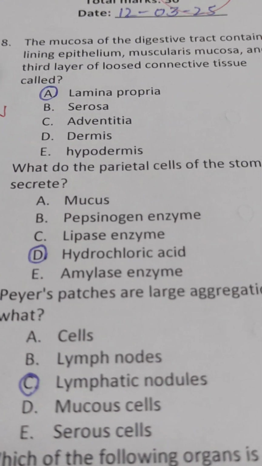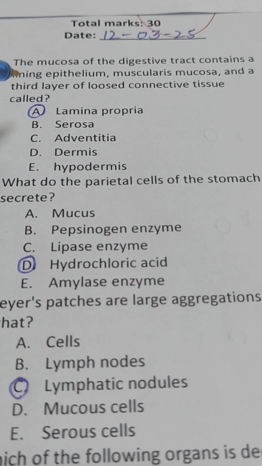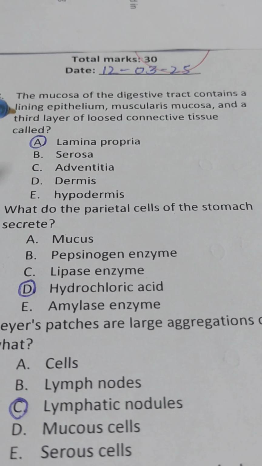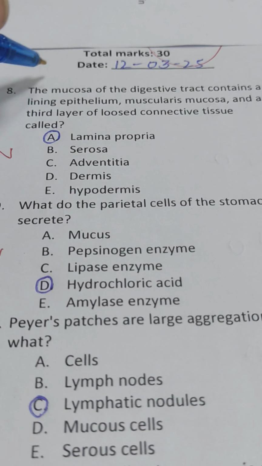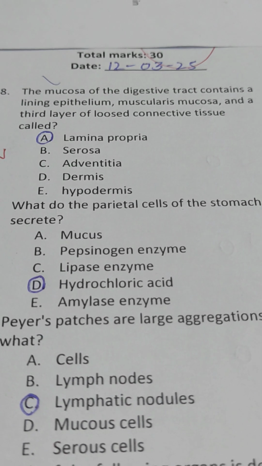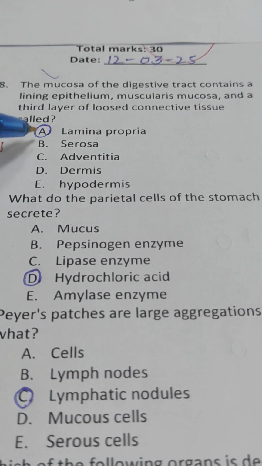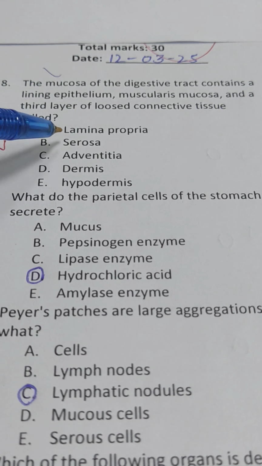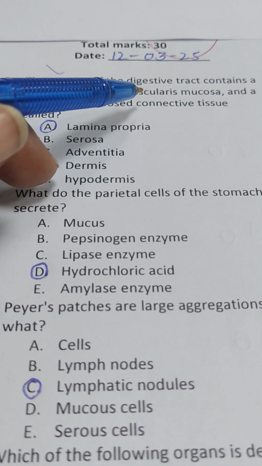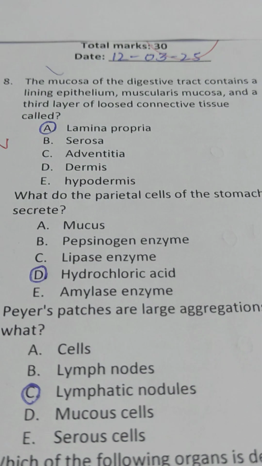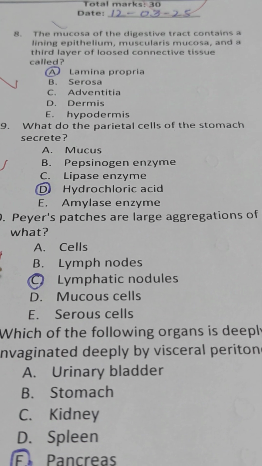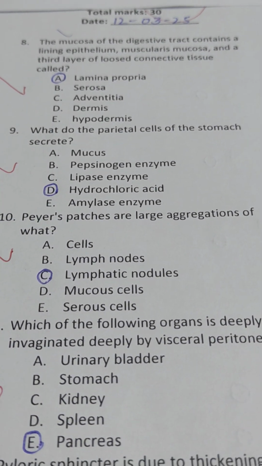Then the mucosa of the digestive tract contains a lining epithelium, muscularis mucosae, and a third layer. So it is regarding the components of the mucosa. What are the components of the mucosa of the digestive tract? So the correct answer is the lamina propria. So mucosa consists of three layers: epithelium, lamina propria, and a layer of smooth muscle, which is known as muscularis mucosae. Then, what do the parietal cells of the stomach secrete? So they secrete hydrochloric acid.